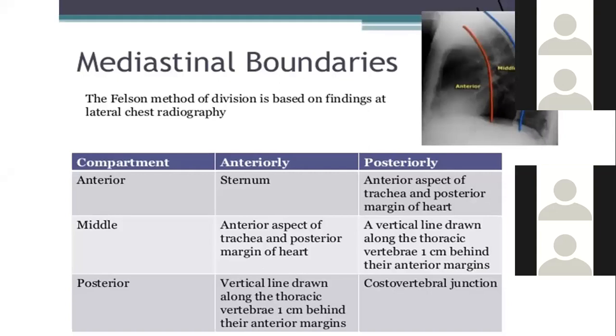So these are the mediastinal boundaries. Again, based on Felson's classification, this is the anterior aspect of the trachea, and the posterior margin of the heart is the anterior margin of the middle mediastinum. And it's the same as what I said in the previous slide.